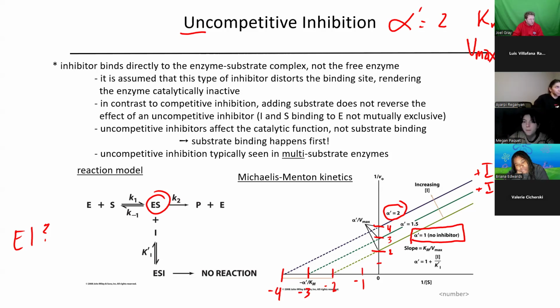So we've got nice little numbers there. And then we're looking at this right here. So I've got my Vmax, my Km. Alpha prime equals 2, so I'm looking just at this top line. My Km is going to be set that -4 equals -1 over Km, and then Km is 0.25.